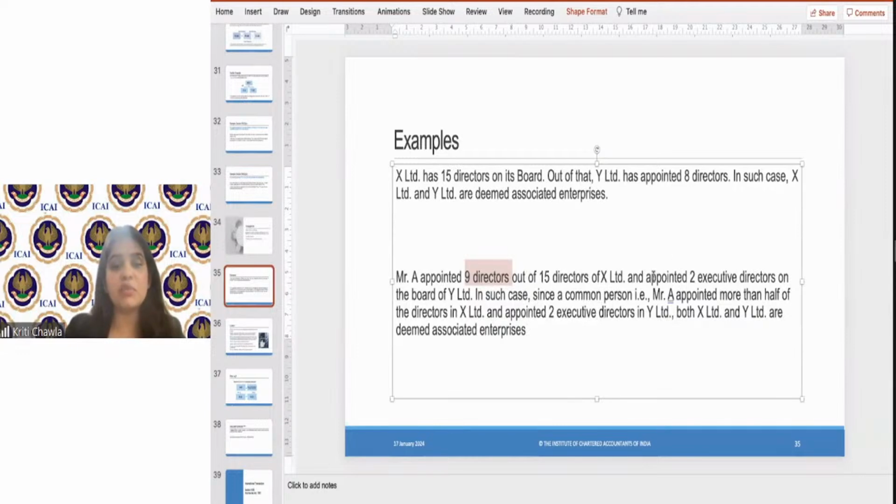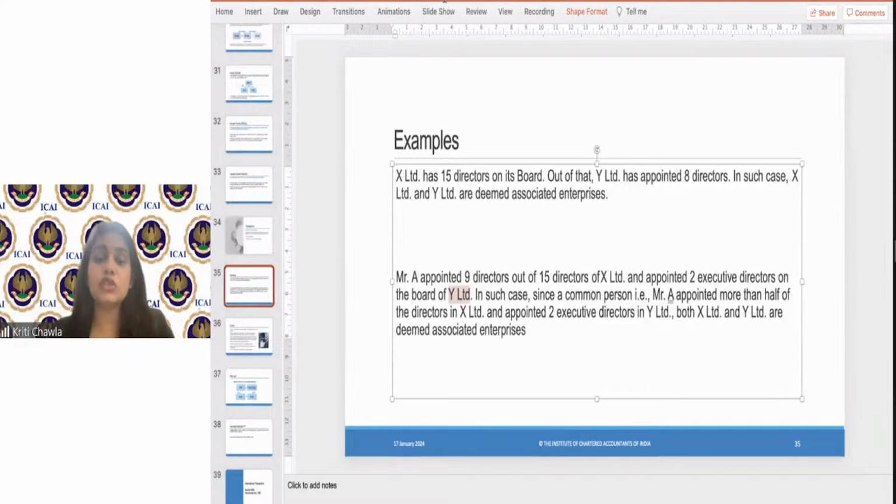Then the same person, Mr. A, has appointed 2 executive directors in company Y. Well, A will be related to company Y. And because there is a common person A, that means company X and company Y will also be related to each other by virtue of section 92A to F. Because there is the same person who is appointing people in both the companies.